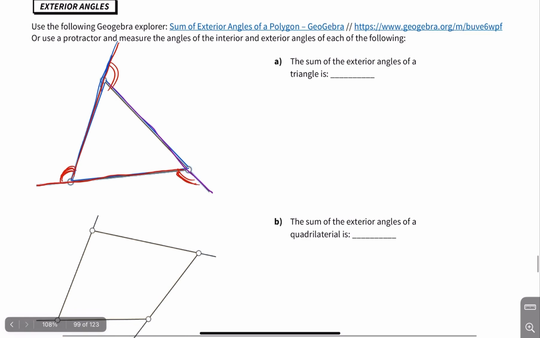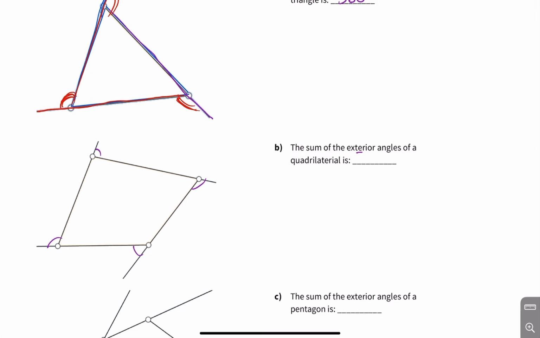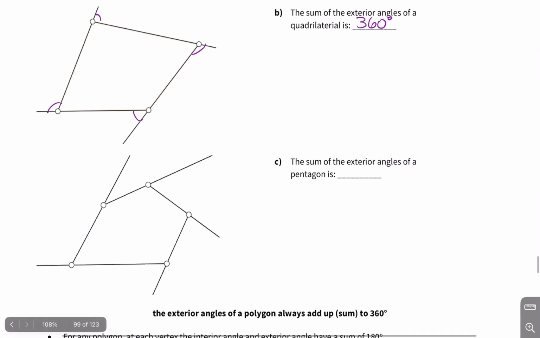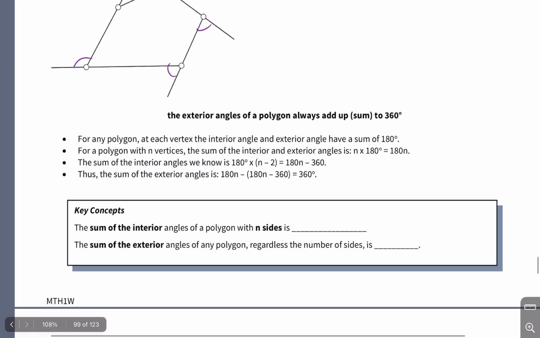The sum of the exterior angles of a triangle, 360 degrees. Look at all the exterior angles in my four-sided shape. Add them all up, 360 degrees. You can even take a protractor and measure these angles too and see for yourself that they add up to 360 degrees. Exterior angles of a pentagon, a five-sided shape, right? You just extend your pentagon sides, you look at the exterior angles, measure them if you want, add them all up, it's going to be 360 degrees. The exterior angle rule is much easier. There's no formula. It's just they all add up to 360 degrees.